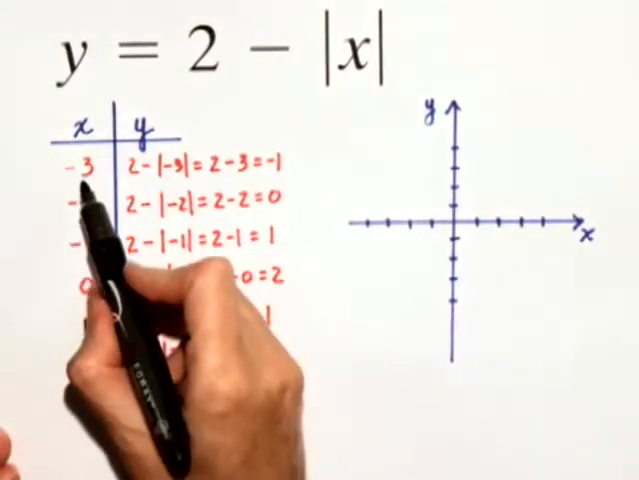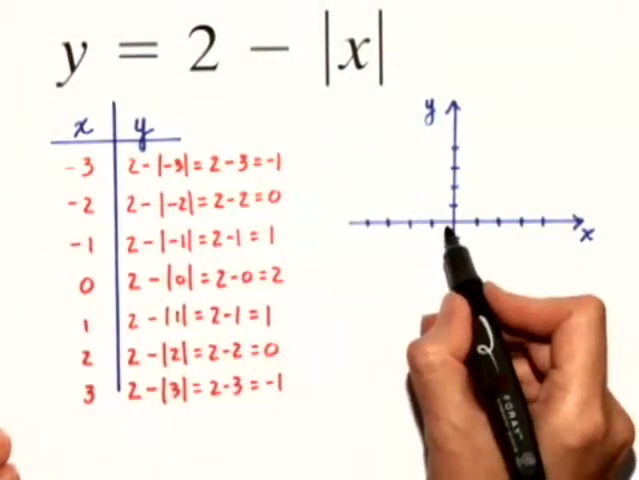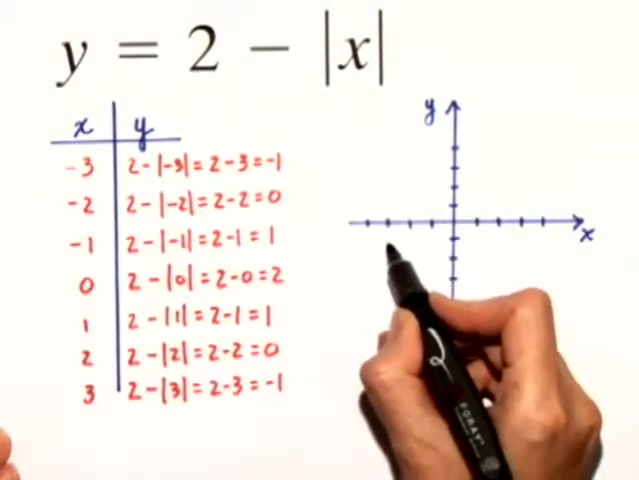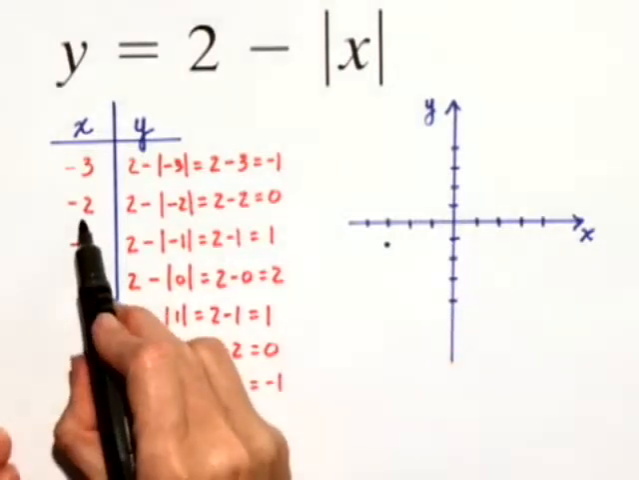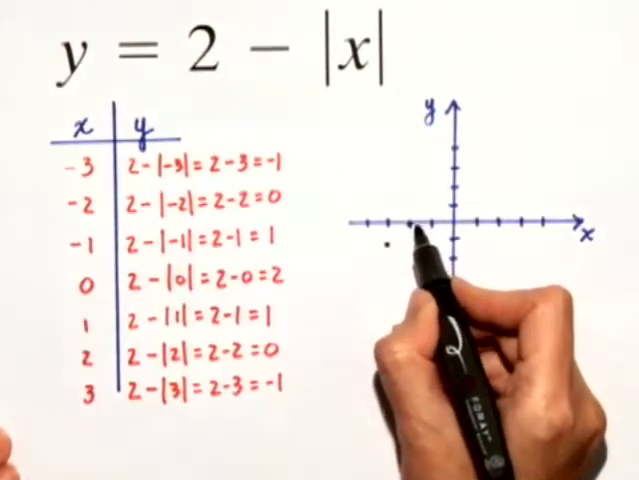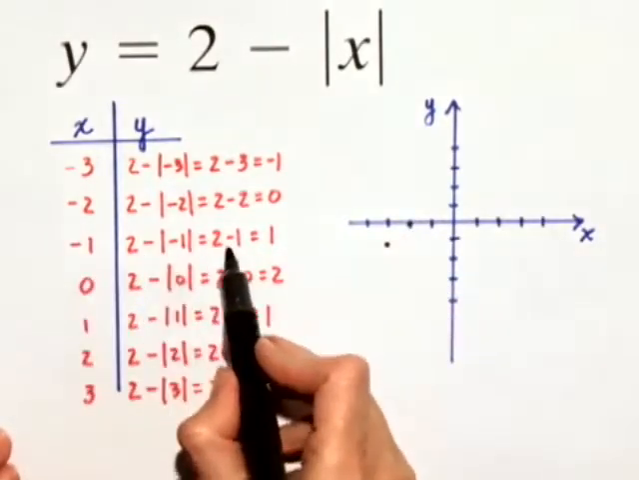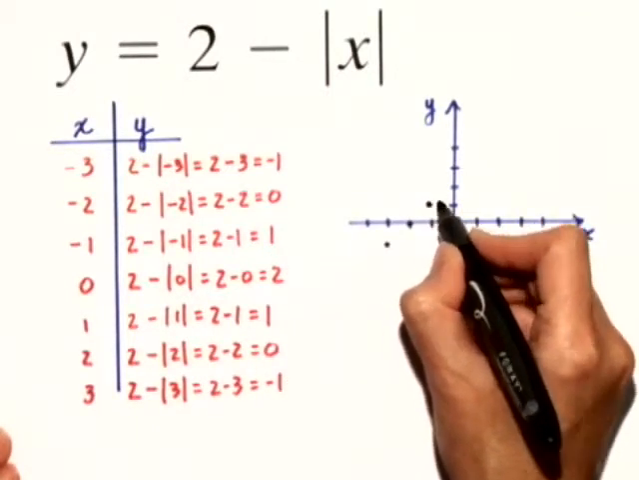So let's start at the top. When x is -3, our y-coordinate was -1. So we have 1, 2, 3, -3, -1 right about here. The next coordinate, when x is -2, y is 0. So we plot -2, 0. When x is -1, y is 1. So we go -1, 1.